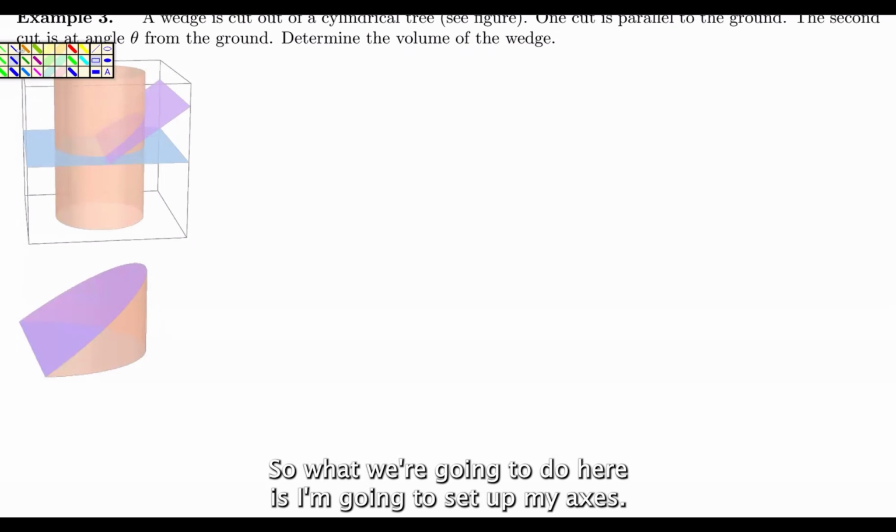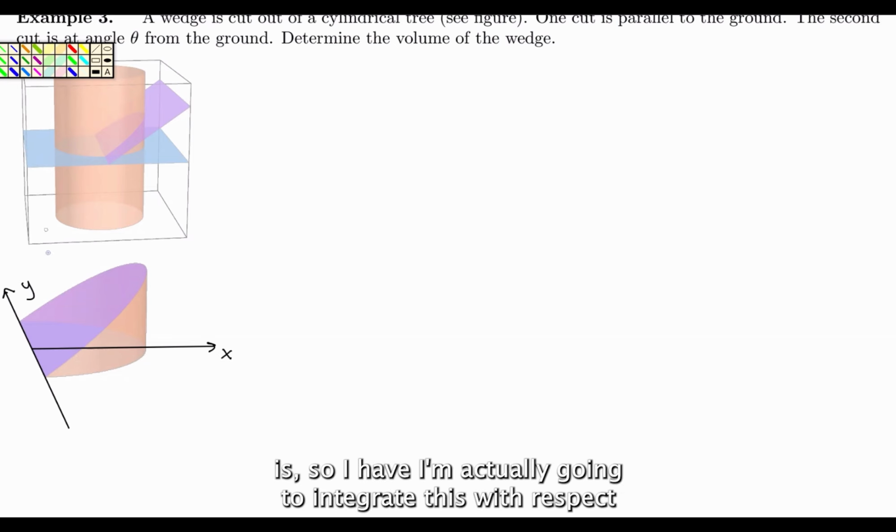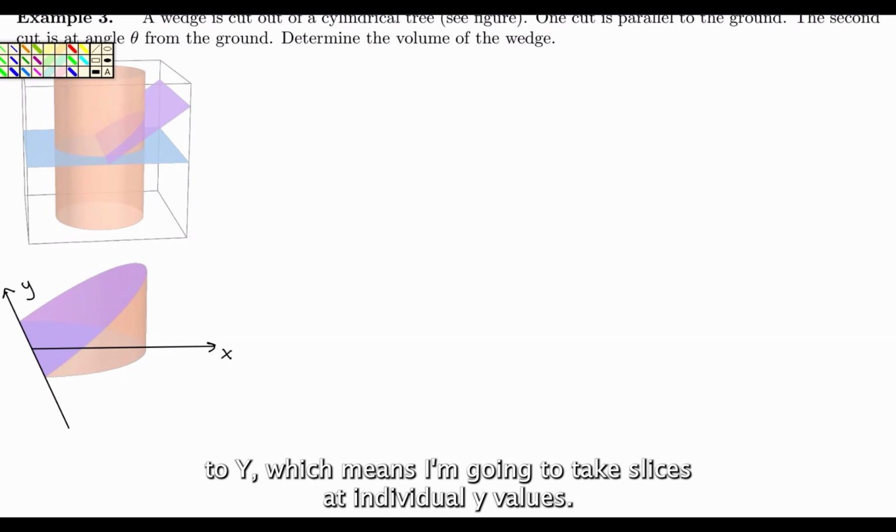So what we're going to do here is I'm going to set up my axes. One of my axes is going to be here, and then the other one is going to be there. So I'm going to call this my x-axis and my y-axis. I want you to think about this as being like laying down flat and we're kind of looking at it from the side. And I'm actually going to integrate this with respect to y, which means I'm going to take slices at individual y values.